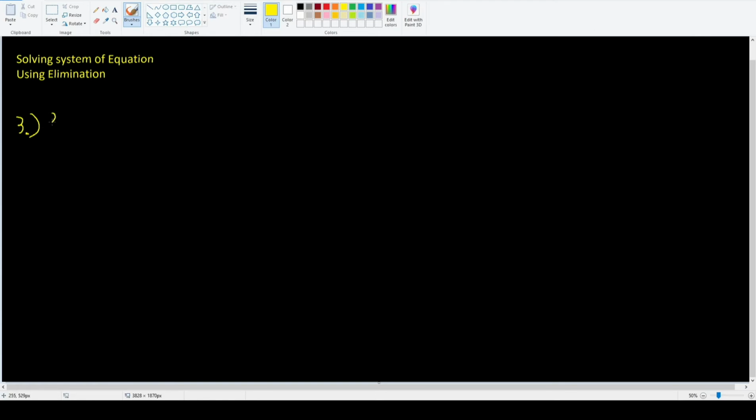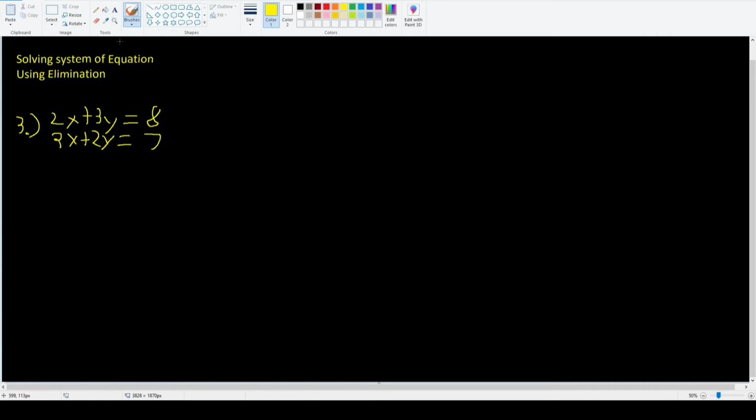So 2x plus 3y equals 8, and 3x plus 2y equals 7. So what are we going to do here? None of them has a coefficient of 1. What are we going to do? So we can pick either x or y.